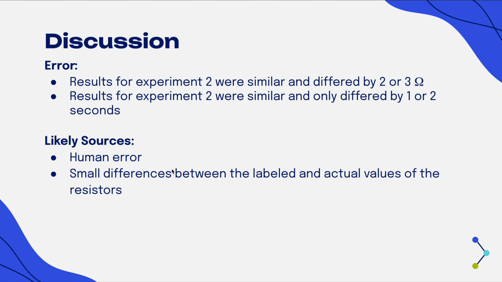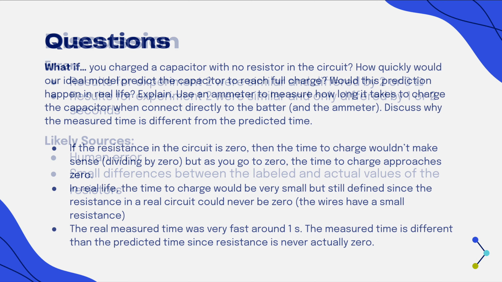So here it is. The error is very small, only differing by 2 or 3 ohms for experiment 1. And for experiment 2, we only differed by around 1 or 2 seconds. And the reasons for this are just human error or differences between the labeled and actual values of the resistor.